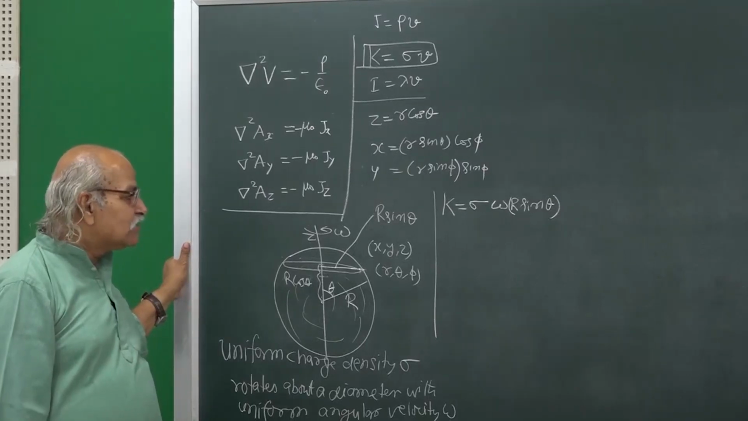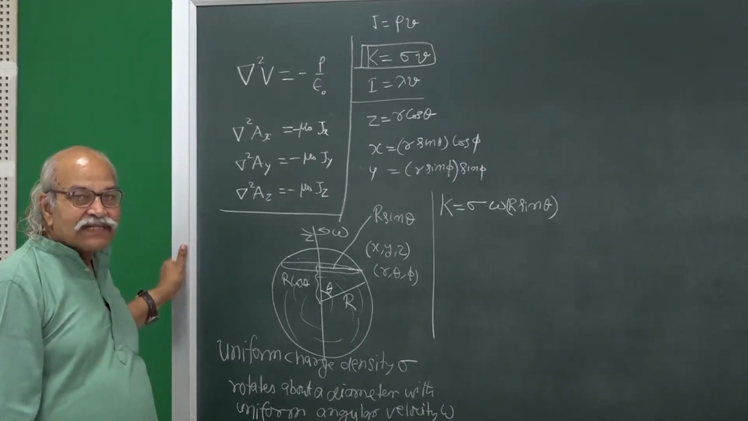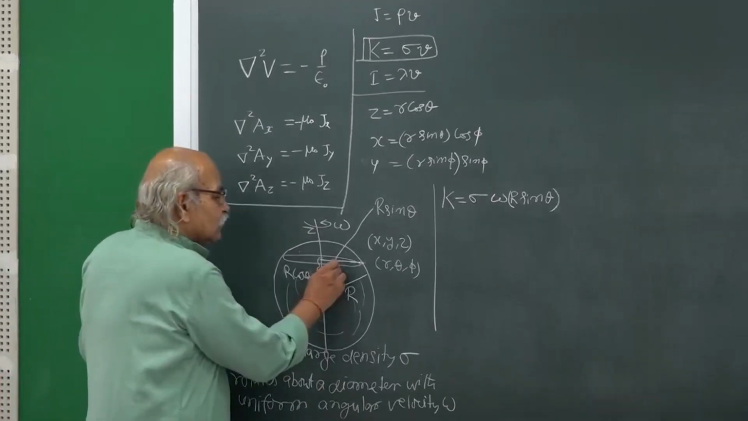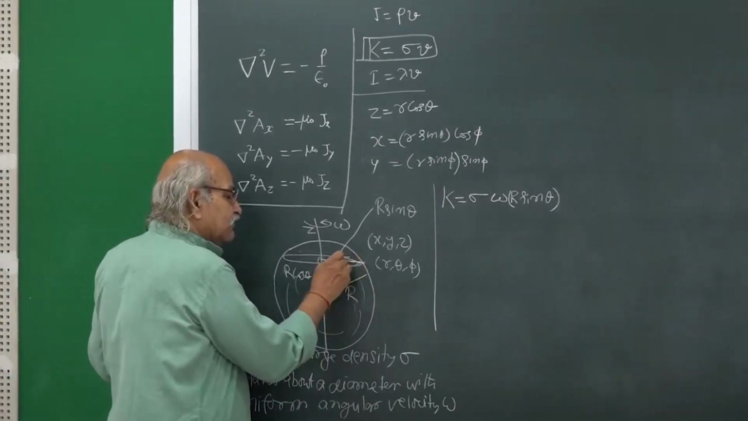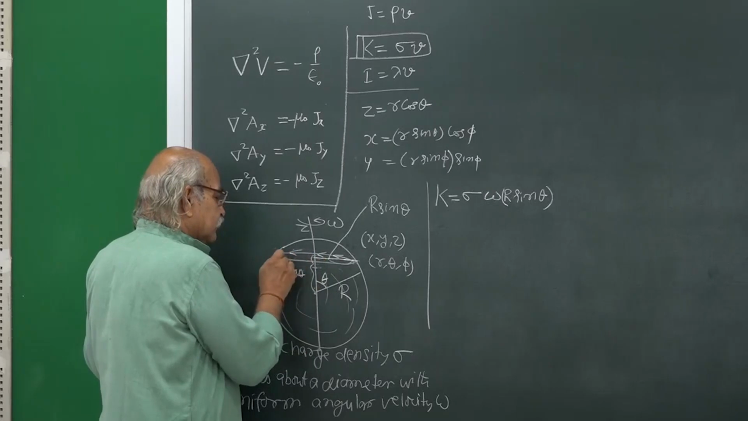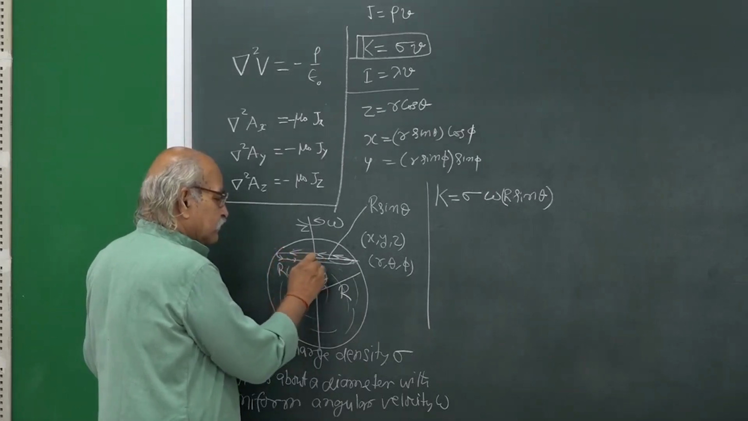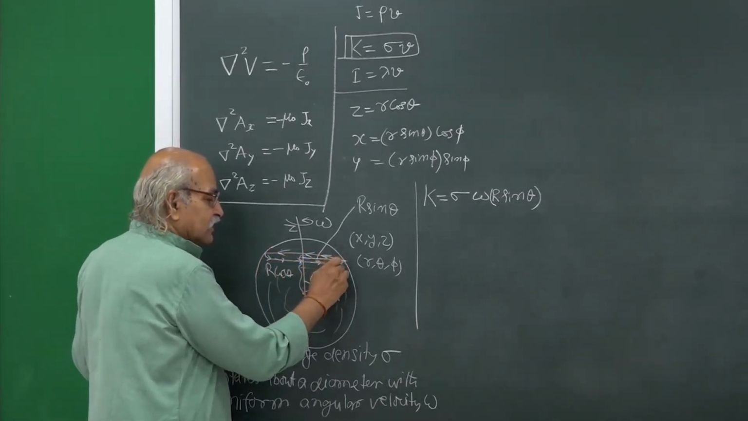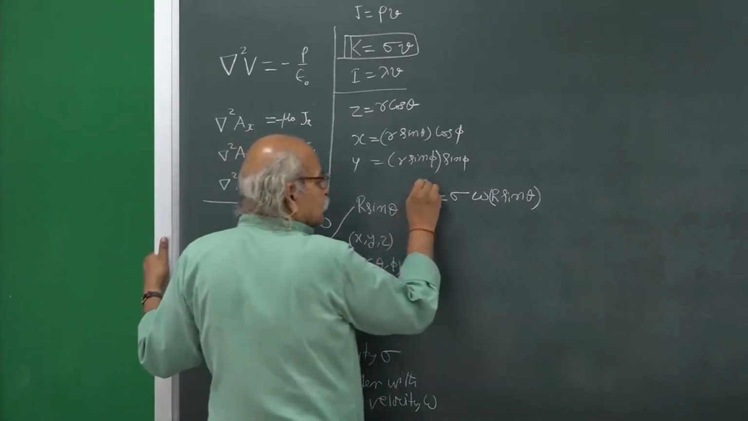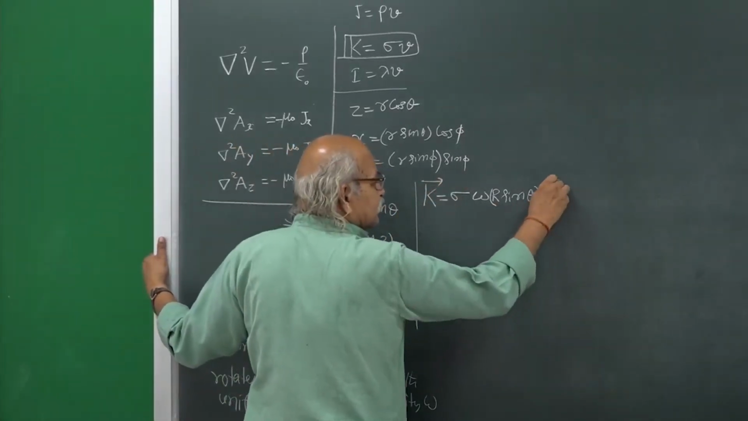And what is the direction of this K? What is the direction of this K? This is rotating this way. So, everywhere the direction is like this, and this is phi cap direction. This is phi cap direction. So, K is in phi cap direction.